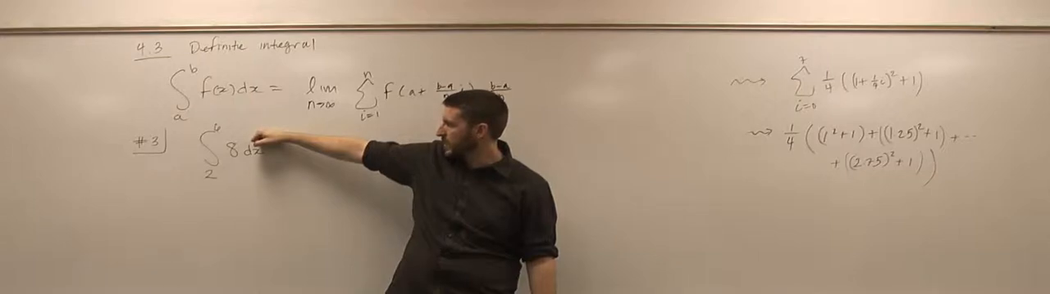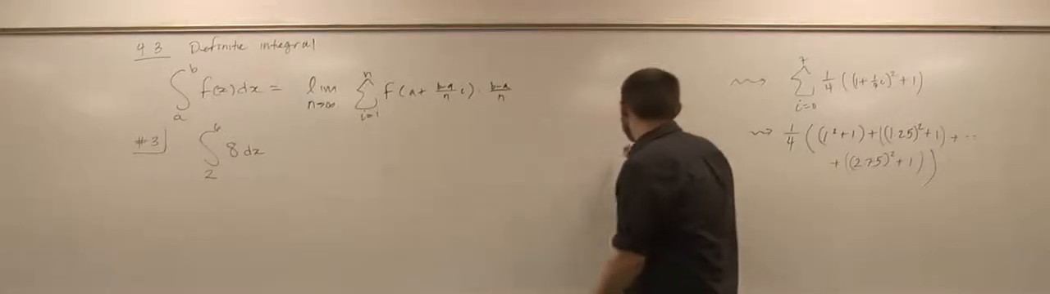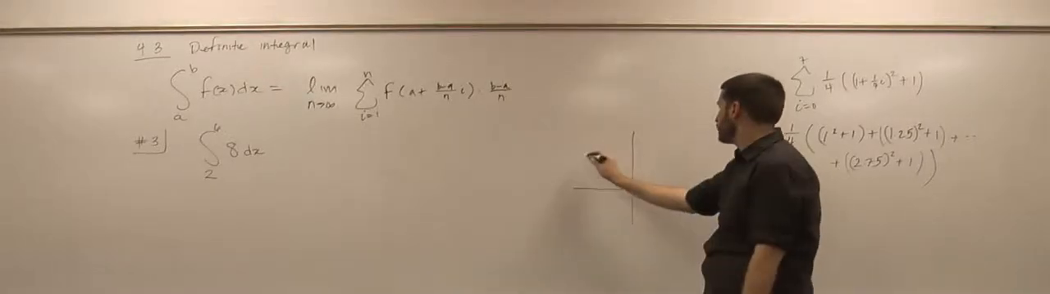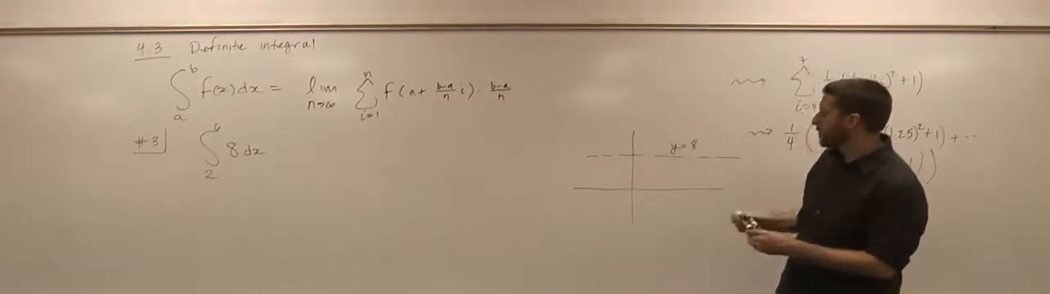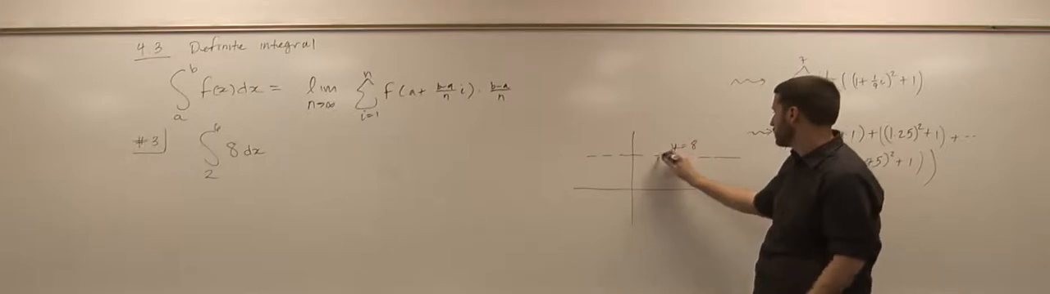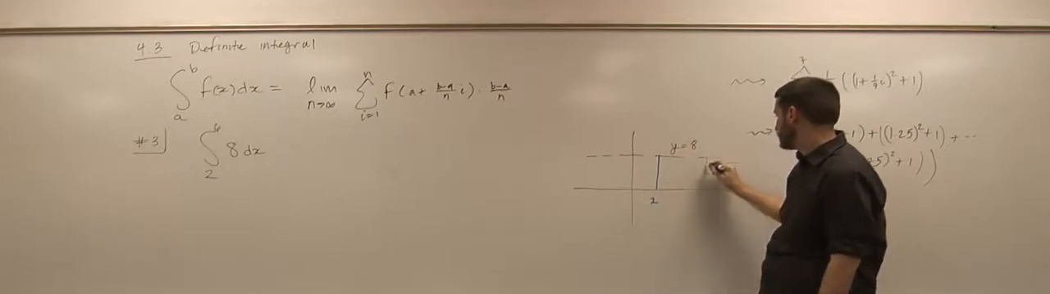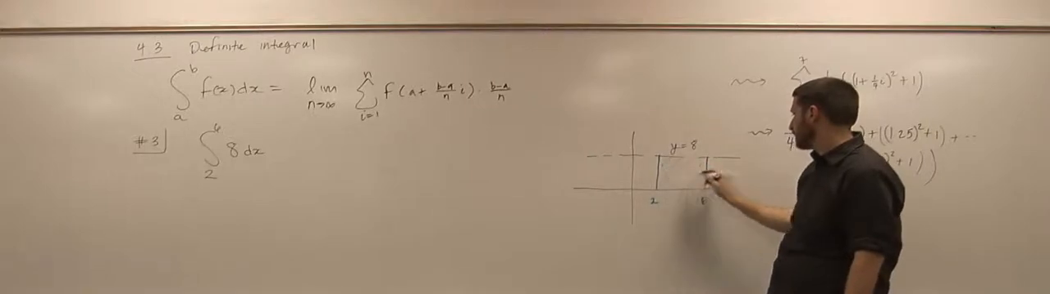The definite integral is the same thing as the area. This is the area under the curve y equals 8. So if you were using the area definition, you would draw y equals 8, which is up here, and you would find the area from 2 to 6. Here's 2. Here's 6. This is y equals 8, so it's asking for this area.